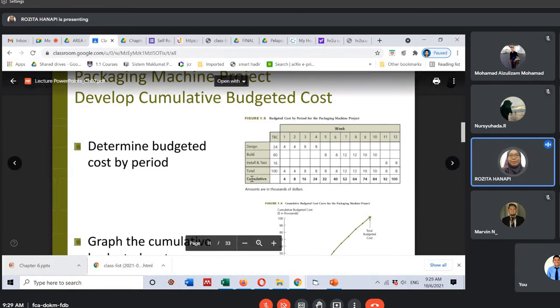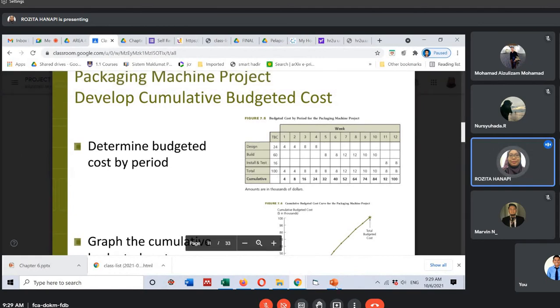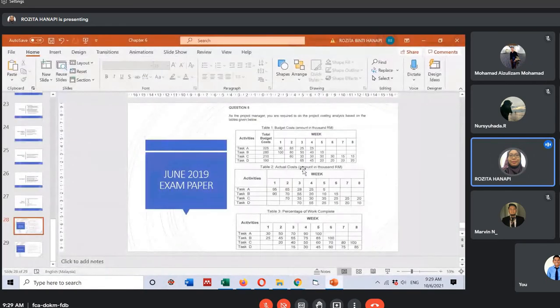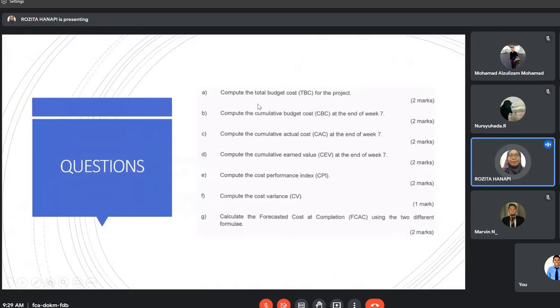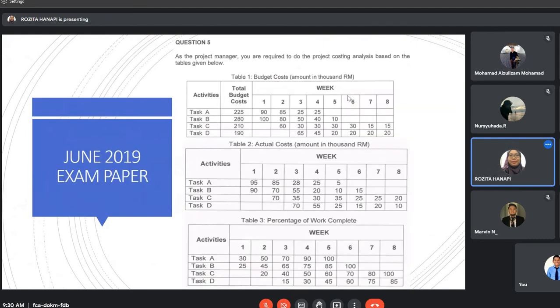Okay. But then, if for example, the question is like this. Tengok ni. Sama kan? Budgeted cost. Apa soalannya? Compute the total budgeted cost for the project. How do you want to go calculate the total budgeted cost? You just tambah lah. 225 tambah 280 tambah 210 tambah 190. Okay.